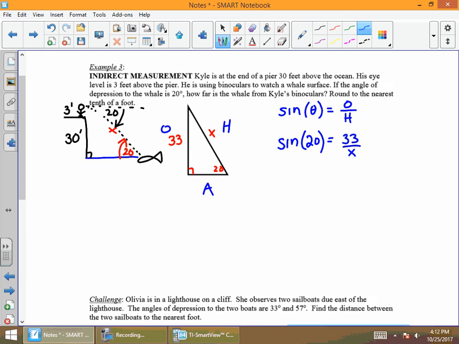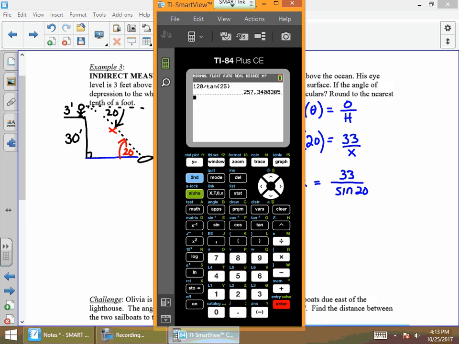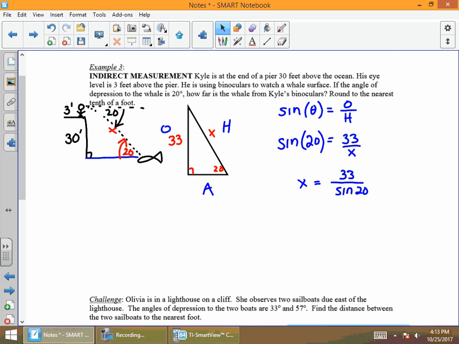This is another problem where the variable's down, so I divide. Or I can kind of do my little switcheroo here. So x is equal to 33 divided by the sine of 20. So 33 divided by the sine of 20 is 96.5. So x is equal to 96.5, and I'm measuring this in what distance? Feet.